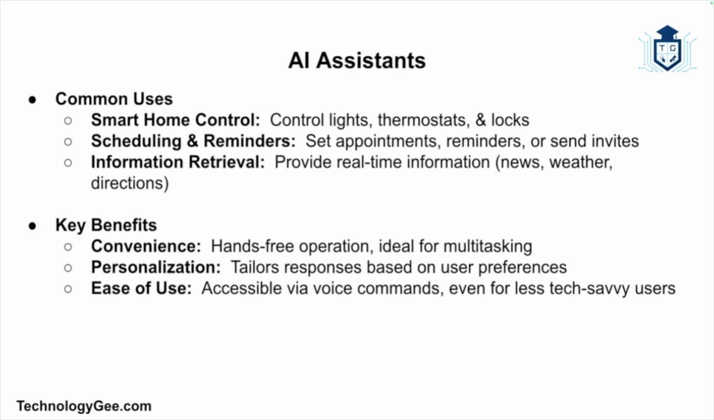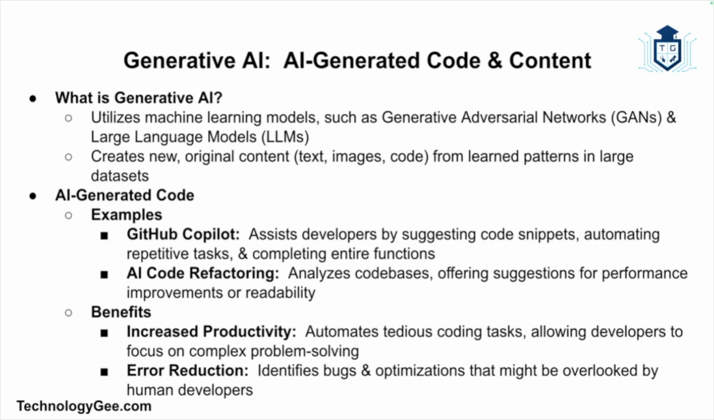Now let's discuss the growing field of generative AI, which involves the creation of content, whether it's text, images, or even code by AI systems. So what is generative AI? Generative AI uses machine learning models, particularly generative adversarial networks and large language models, to create new original content based on patterns learned from large data sets.